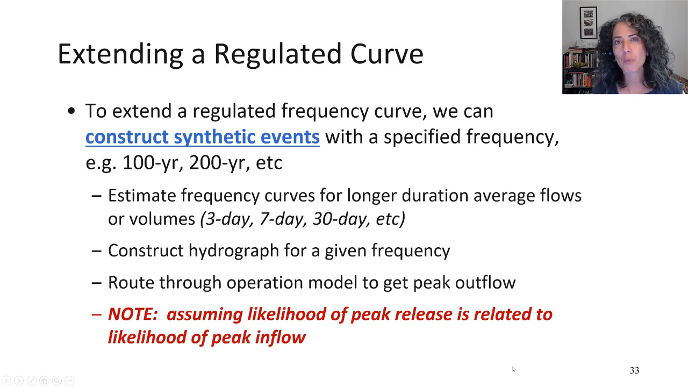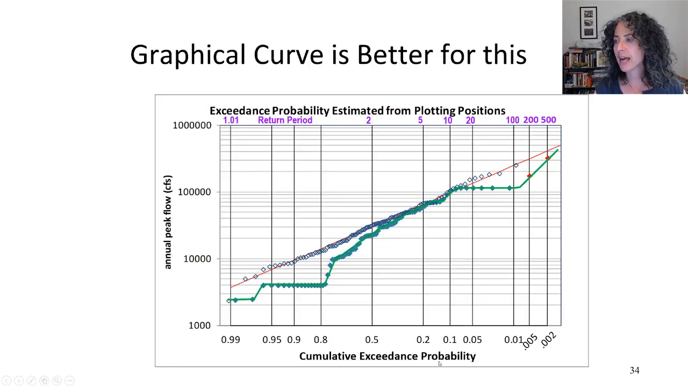Another important assumption that we're making here is that the likelihood of the peak release is equal to the likelihood of the inflow that we routed through. That's not always true, and so it's an important assumption to keep in mind. And because that part of the analysis is going to be in the next video, I'll just show you a quick preview that we've here built two synthetic hydrographs at 200 and 500 year, and was able to draw a connection of the regulated frequency curve up to meet the unregulated.